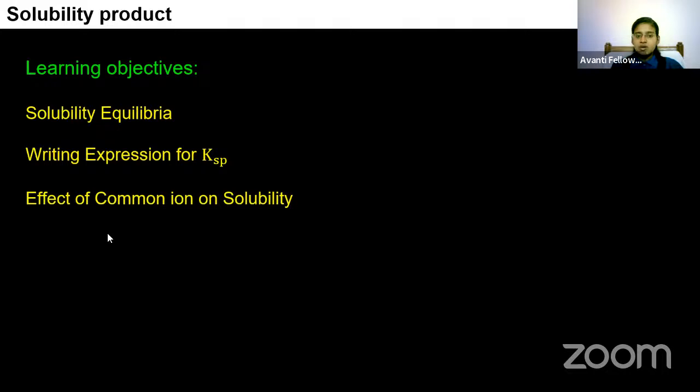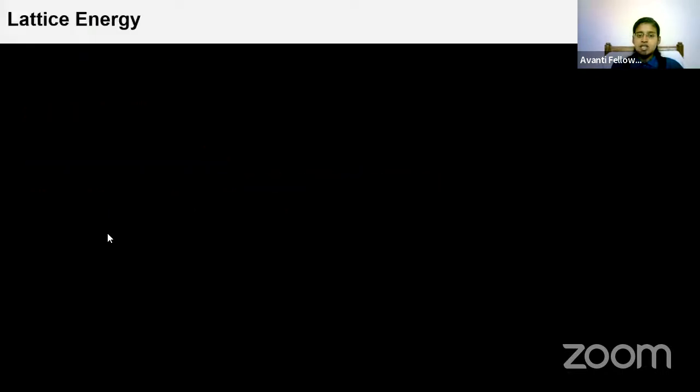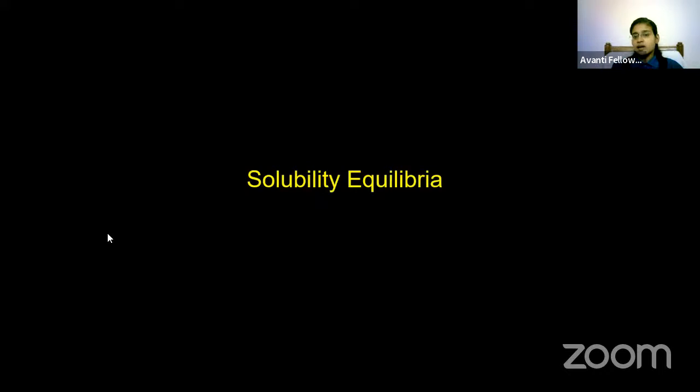So here we are going to see what is solubility equilibria, and then we are going to learn how to write the expression for the Ksp. Okay, we will learn what is Ksp. So don't worry. And also we will see the effect of common ion on solubility. The effect of common ion on solubility. So first, let me enter into the first topic, which is solubility equilibria.